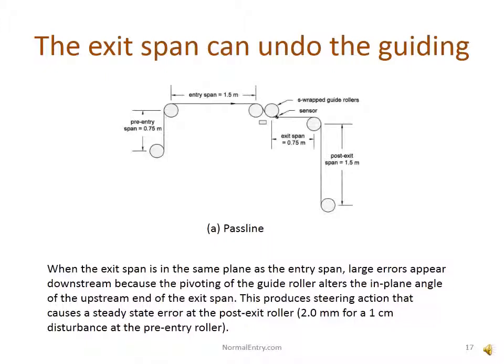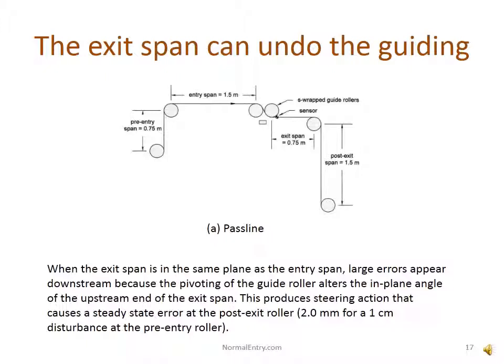There are times when there's no way to avoid having the entry and exit spans in the same plane. But it's important to be aware that there's a price to be paid for doing this, because pivoting of the guide roller alters the in-plane angle of the upstream end of the exit span. This produces a steering action that causes a large steady-state guiding error downstream of the sensor, 2 millimeters at the post-exit roller in this example. The next slide shows an animation of this system.